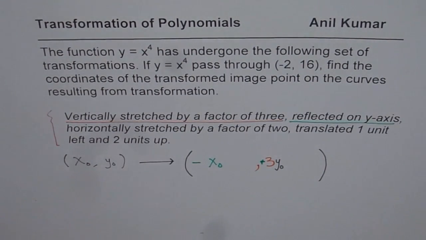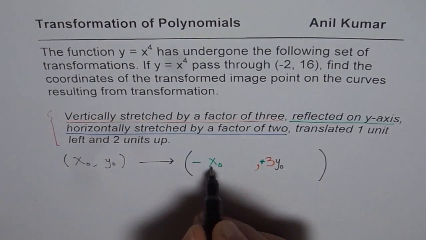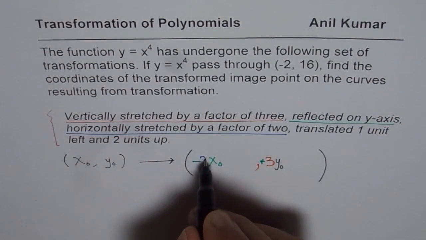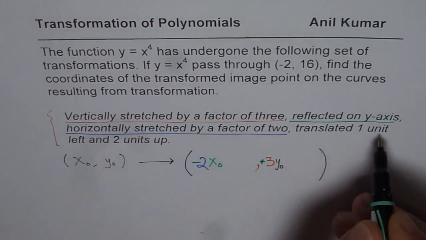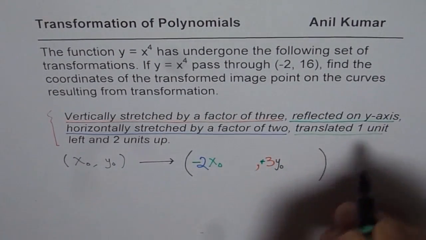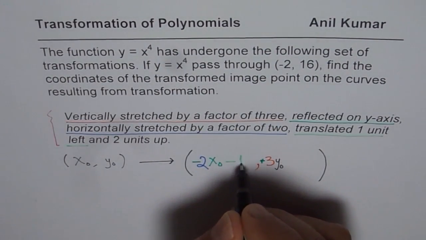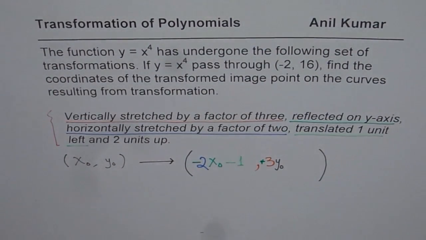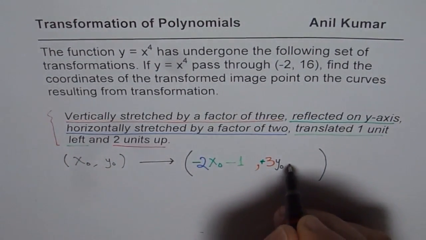Then we have horizontally stretched by a factor of 2. That means the x value gets multiplied by 2, right? So it becomes 2 times x. Now let's look into the other transformation, which is translated 1 unit left. So left is also horizontal. So when you move left, you do minus 1, correct? And 2 units up, that will change the y values, we'll do plus 2.